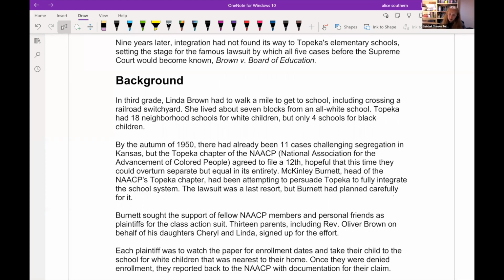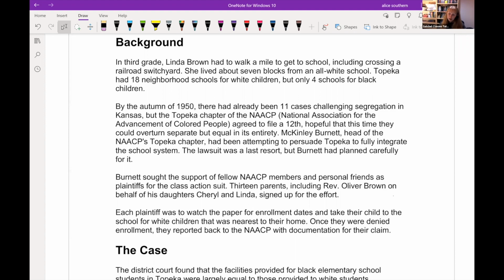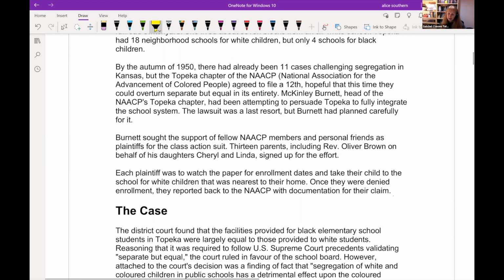It had 18 neighborhood schools for white children, but only 4 schools for Black children. So we'd already seen 11 cases challenging segregation, but the Topeka chapter of the NAACP, the National Association for the Advancement of Colored People, which is still an organization, agreed to file a 12th, hopeful that this time they could overturn separate but equal in its entirety. So they weren't separate but equal, but that's what they were arguing. So the lawsuit was a last resort, but it was clearly needed. 13 parents, including Reverend Oliver Brown, on behalf of his daughters, Cheryl and Linda, signed up for the effort.